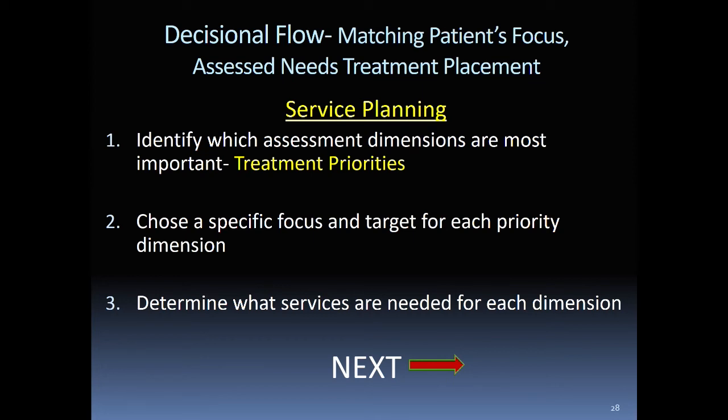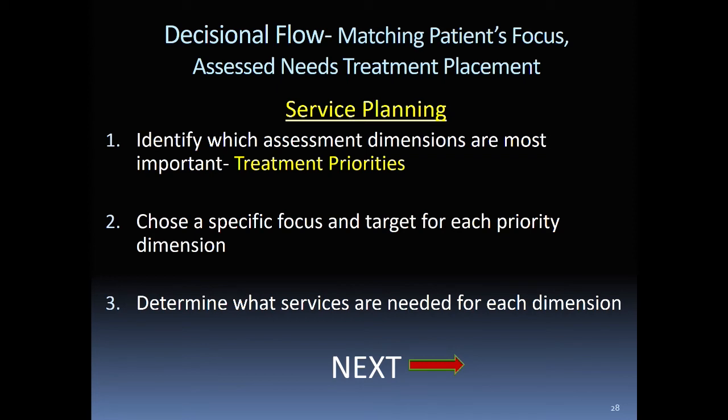So if the client is most impaired in Dimension 3, which has to do with the cognitive functioning and maybe problem-solving skills, remember, that's that mental health dimension. This is where we would want to possibly refer the client to get a mental health assessment or maybe some type of psychological evaluation. Number 3, determine what services are needed for each dimension.